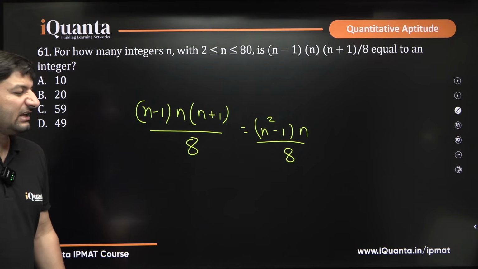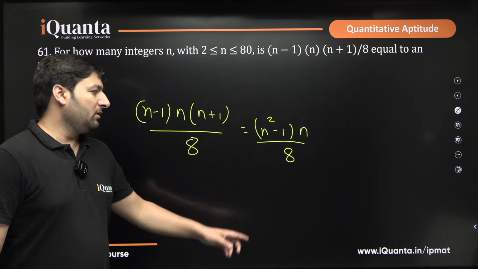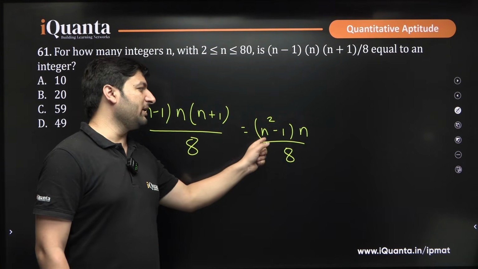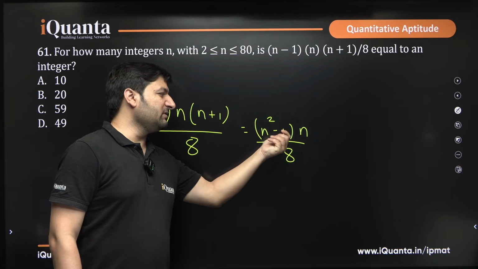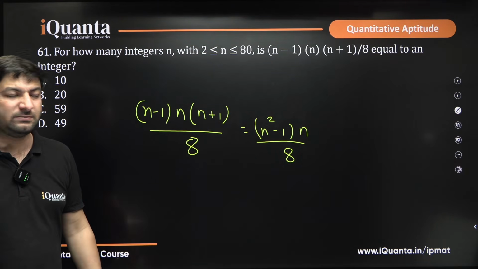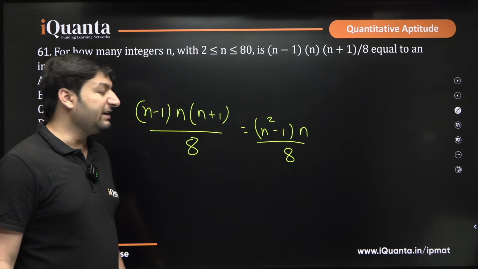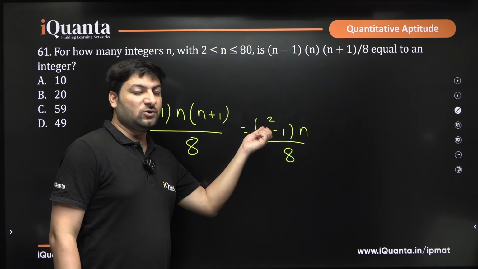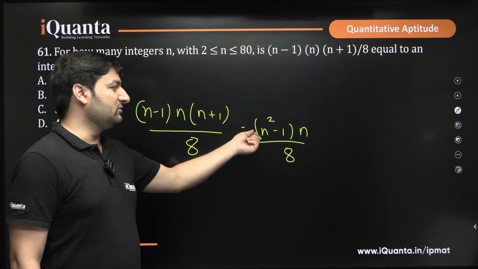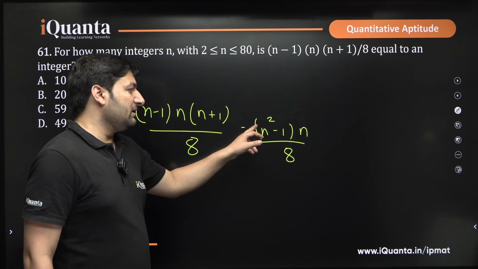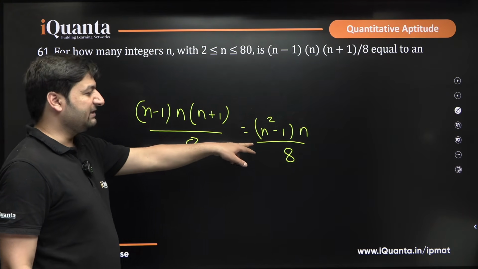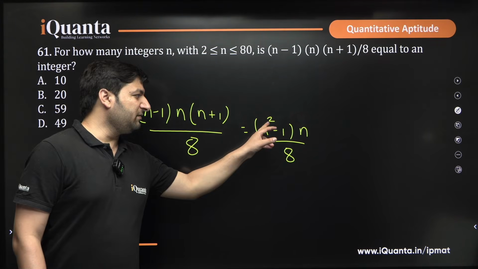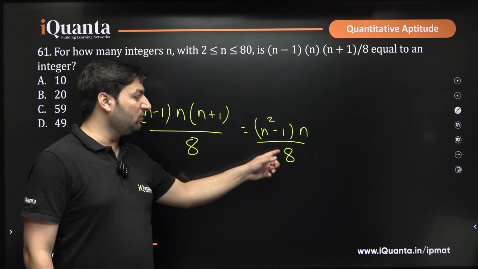Now, there is an interesting thing about n square minus 1. If you put an even value of n, you have to start from 2, put 2, you get 2 square is 4, 4 minus 1 is 3, 3 into 2 is 6, 6 divided by 8, not divisible. If you put n equals 3, 3 square minus 1 is 8, so you get an 8 over here. Similarly, if you put 4, which is even, 16 minus 1 is 15, not divisible by 8. But what if you put 5? 5 square is 25, 25 minus 1 is 24, a multiple of 8.